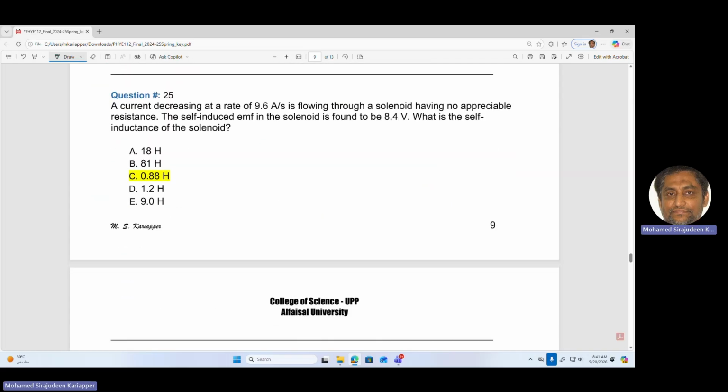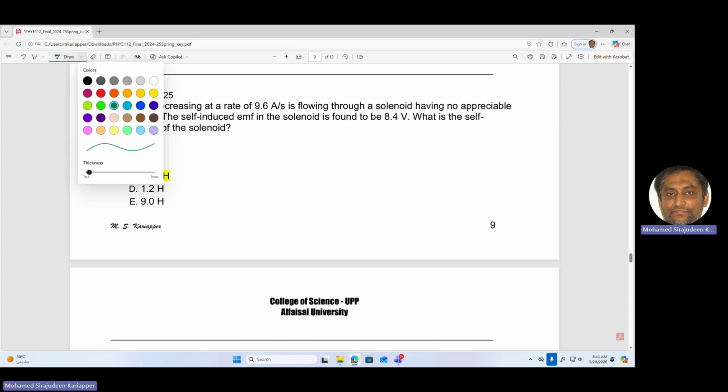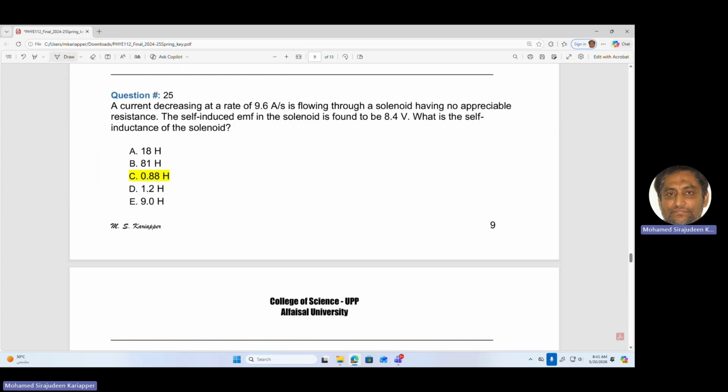Number 25. A current decreasing at the rate of 9.6 amperes per second is flowing through a solenoid having no appreciable resistance. The self-induced EMF in the solenoid is found to be 8.4 volts. What is the self-inductance of the solenoid? So can somebody tell me the equation needed here? This is where you are talking about the self-inductance. The definition of the self-inductance, can you tell me? Check your formula.